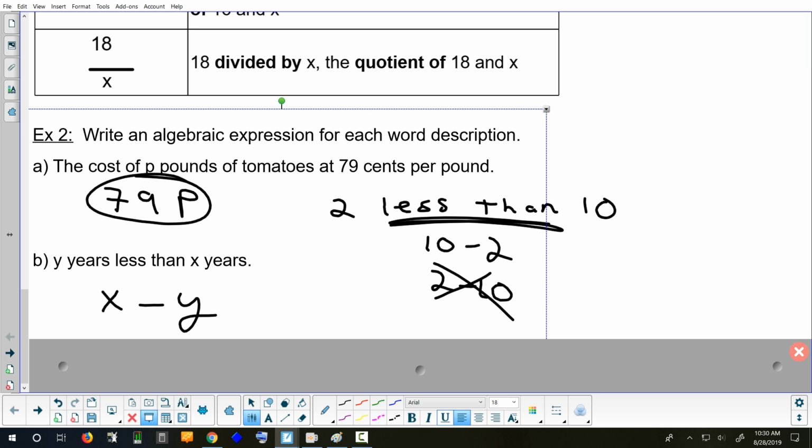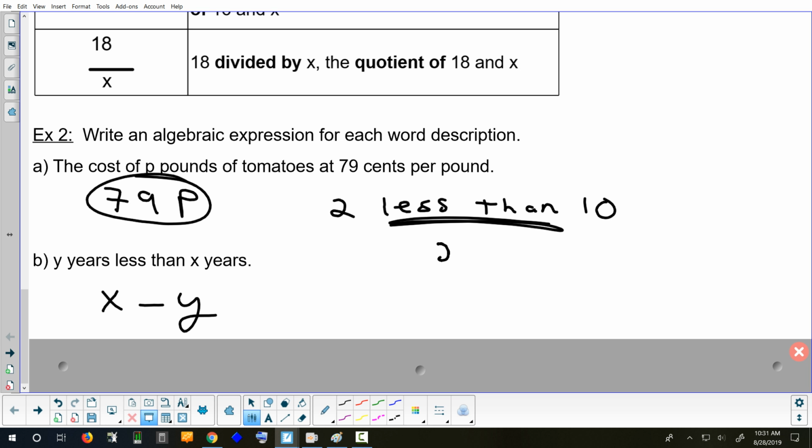Any question on that? Yeah. So the order, why can't we just write it like y minus x and just get a negative? Because when you say less than, you always have to put the second thing first. Like if I said to you, you are 2 less than, let's say you're 15, so if I said you are 2 less than 17, that doesn't mean you're turning negative 15 years old. I have to put it in that other order, otherwise I have the wrong sign.